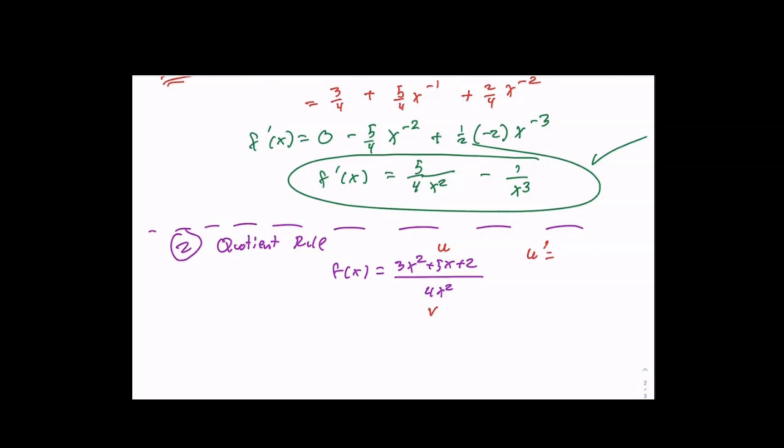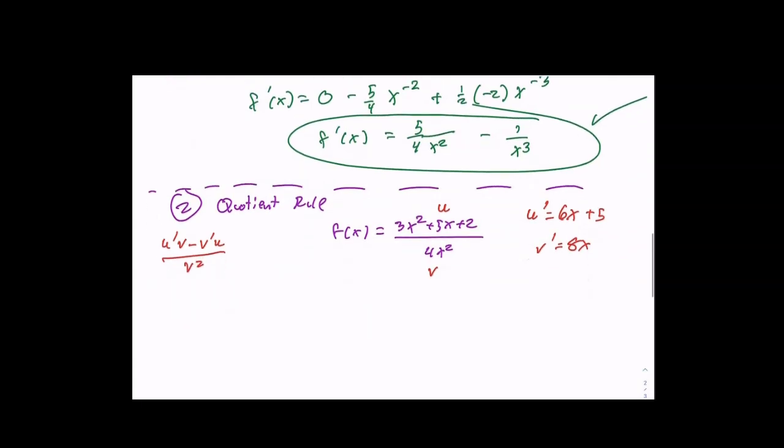What is the derivative of 6x? Plus 5. And what is v prime? 8x. So u prime v minus v prime u all over v squared. And now we just substitute all that information into that formula.